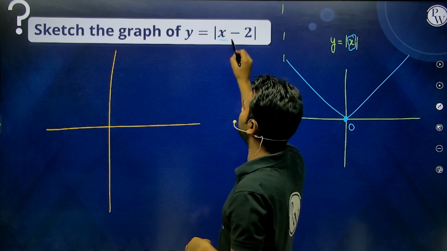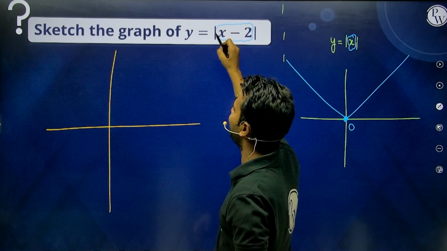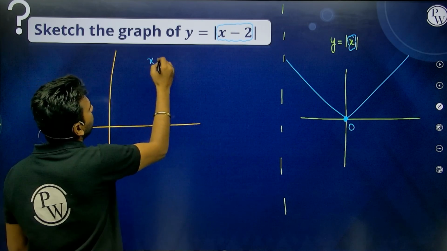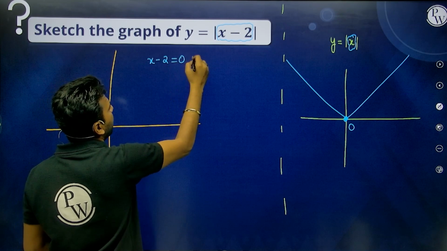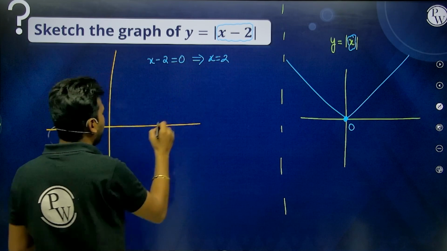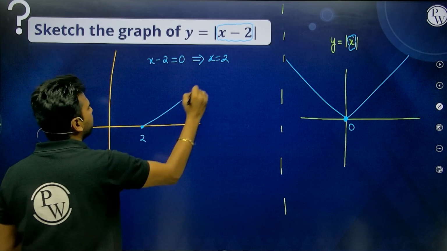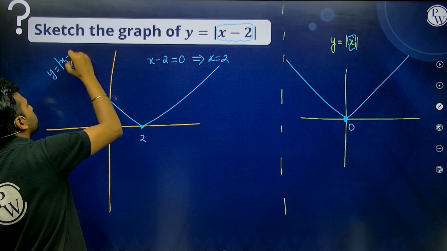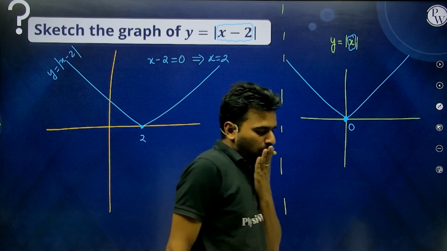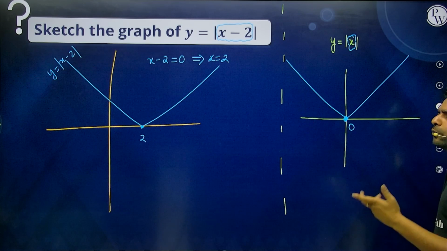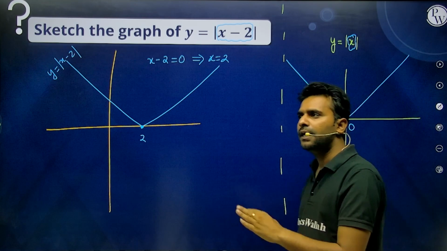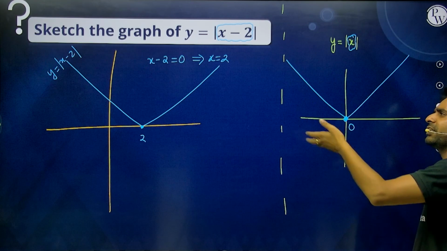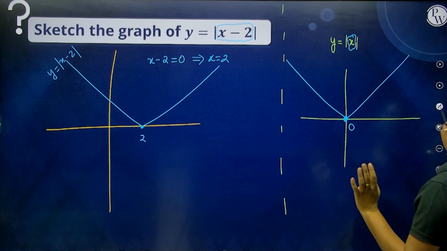Now if we equate this particular thing written inside the modulus with 0, we get nothing but x equal to 2. So this time at x equal to 2, we are going to form that V-shaped graph. So that's how the graph of y equal to x minus mod of x minus 2 looks like. As of now, you can feel it like this. In today's lecture, we're going to learn so many things that after learning them, you will be able to draw these graphs in a quite easier way.